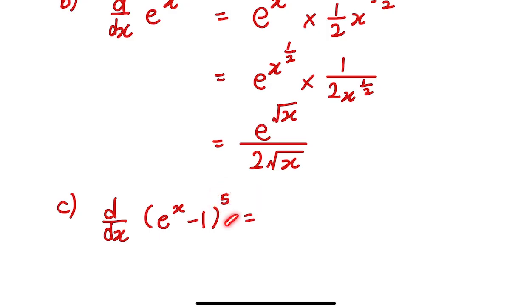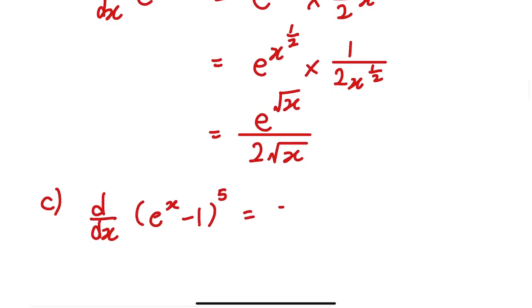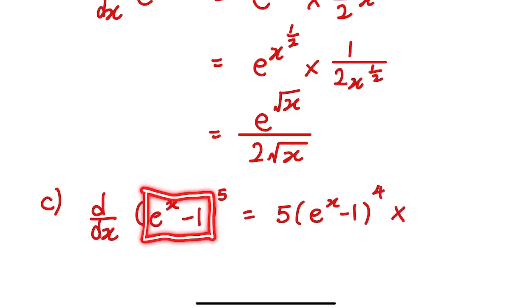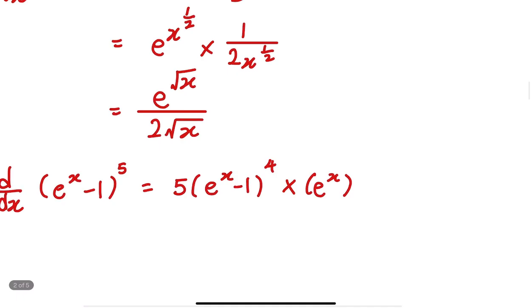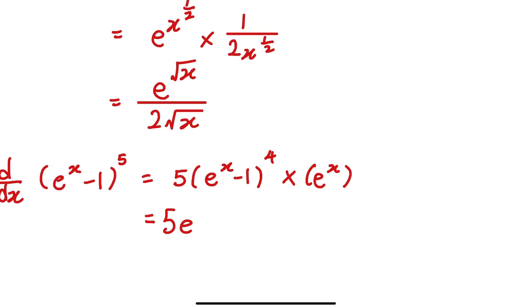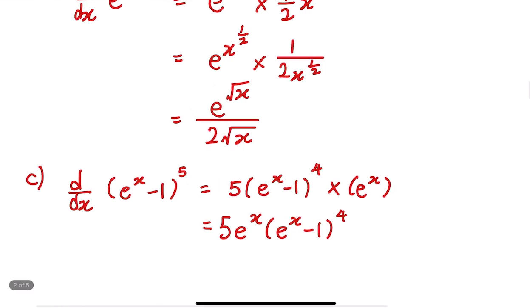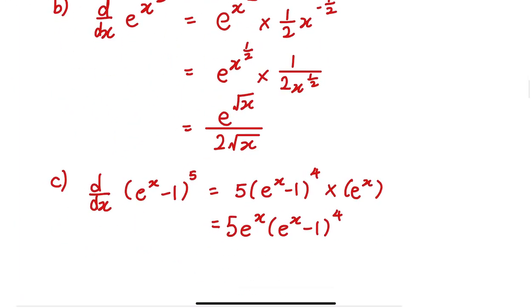Then after that, I times differentiate whatever is inside the bracket. So the steps are the same. I bring down the power 5. The current power minus 1 will be 4. Then I multiply this by differentiating what's inside the bracket. Differentiate e power x will give me e power x again. But differentiate the constant negative 1 will be 0. So this is simply times e power x. Simplify everything from here. Final answer is simply 5e power x times e power x minus 1, the whole thing power 4. Okay, this is for example 2c.